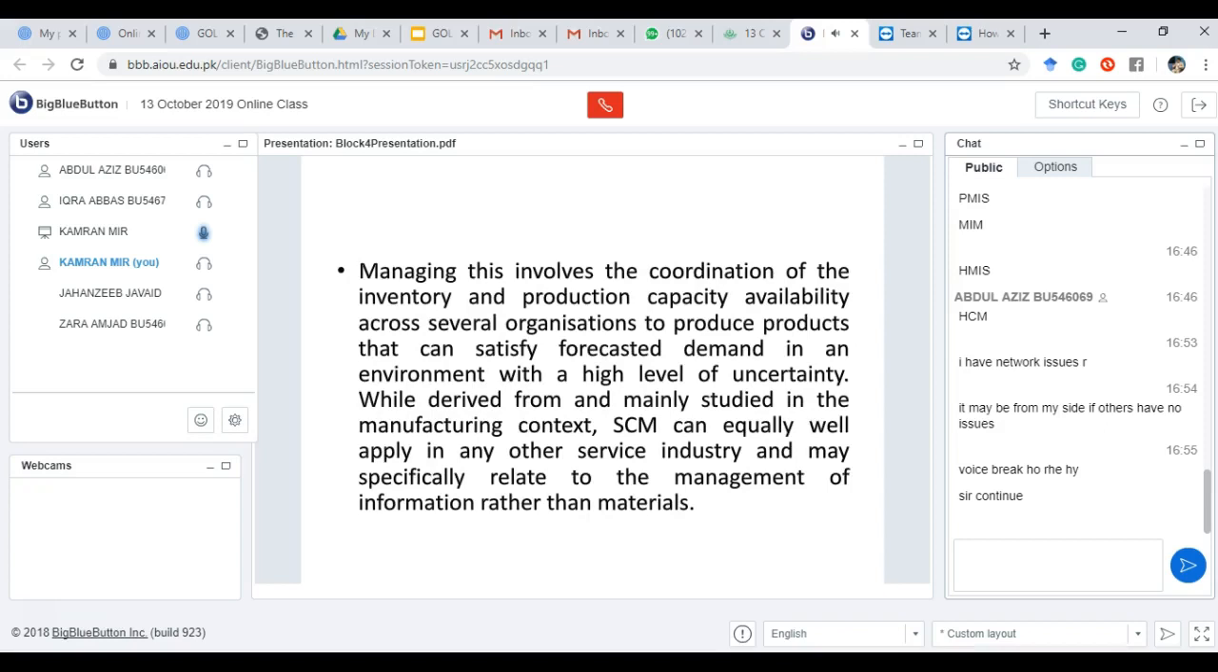Managing this involves the coordination of the inventory and production capacity availability across several organizations to produce product that can satisfy forecasted demand in an environment with a high level of uncertainty. While derived from and mainly set in a manufacturing context, SCM can equally well apply in any other service industry and may specifically relate to the management of information rather than material. So again, it's talking about how the processes are done, how the different companies sometimes merge together to form a product, and all of the factors involved with it.